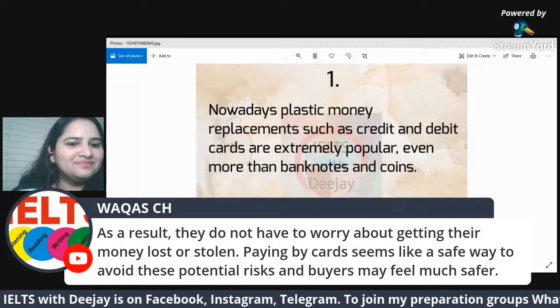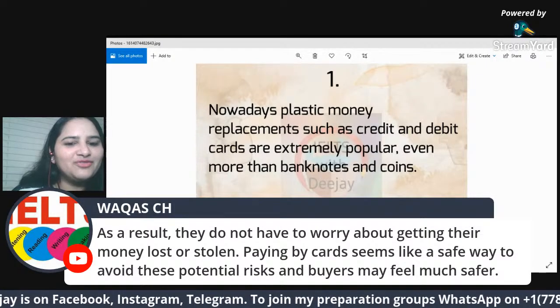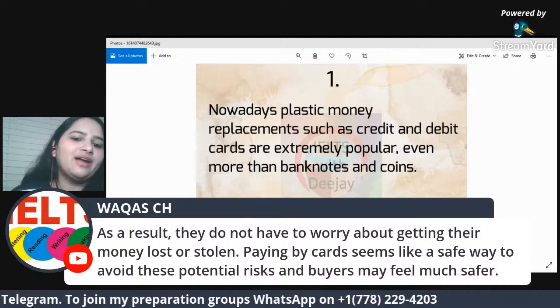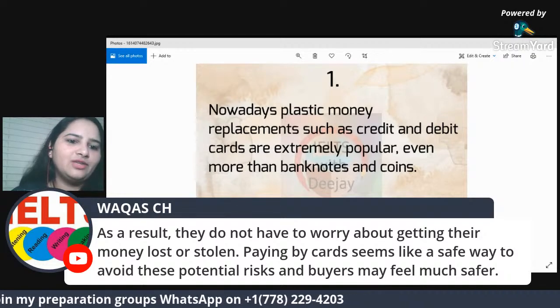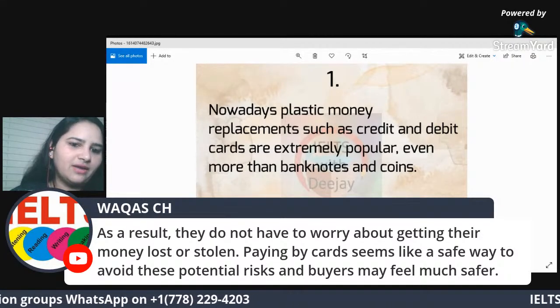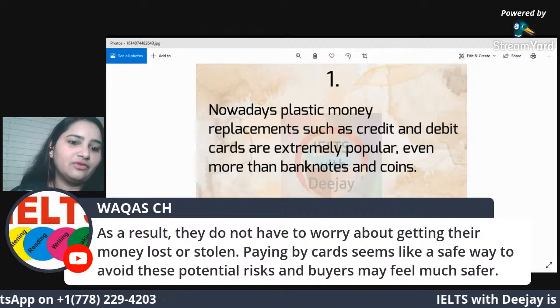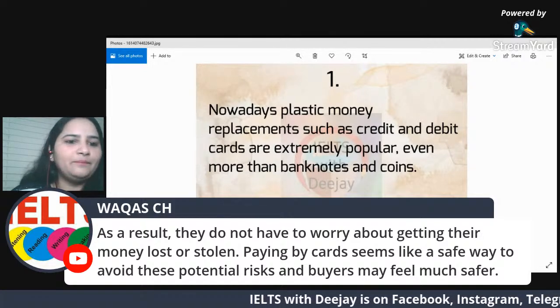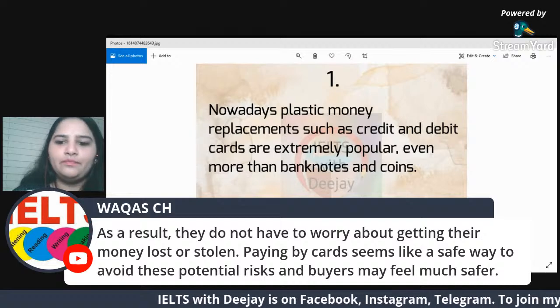As a result, they do not have to worry about getting their money lost or stolen. Paying by card seems like a safe way to avoid these potential risks, and buyers may feel much safer. Very good. Yeah, this is the main advantage.